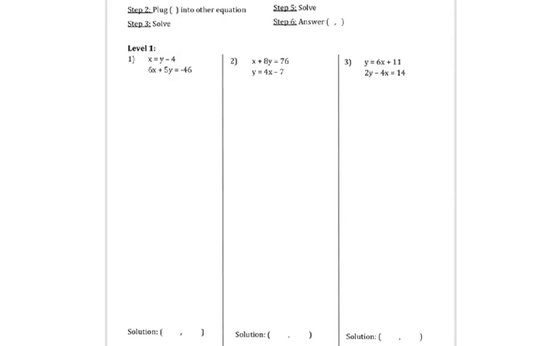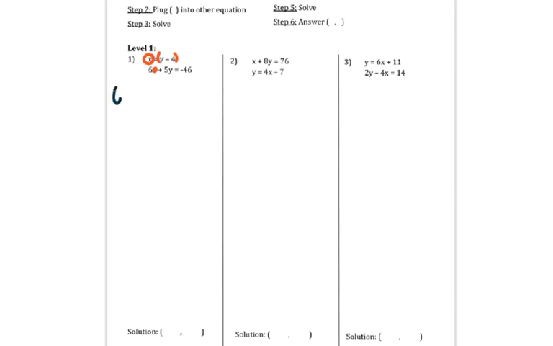So step 1 said find a letter that's by itself. My lonely little letter in number 1 is the letter X. It's all by itself on one side of the equal sign, so I circled that X. I can put parentheses around what that X is. Now I go into the other equation, and instead of this X, I'm going to replace it with the expression that I know that X is.